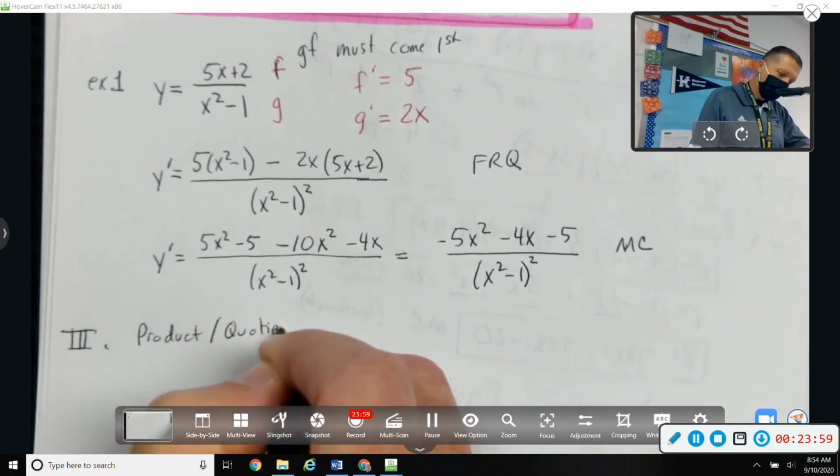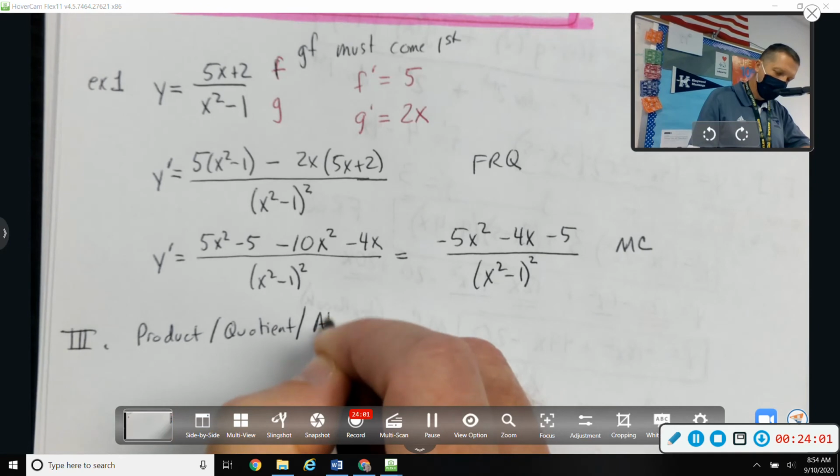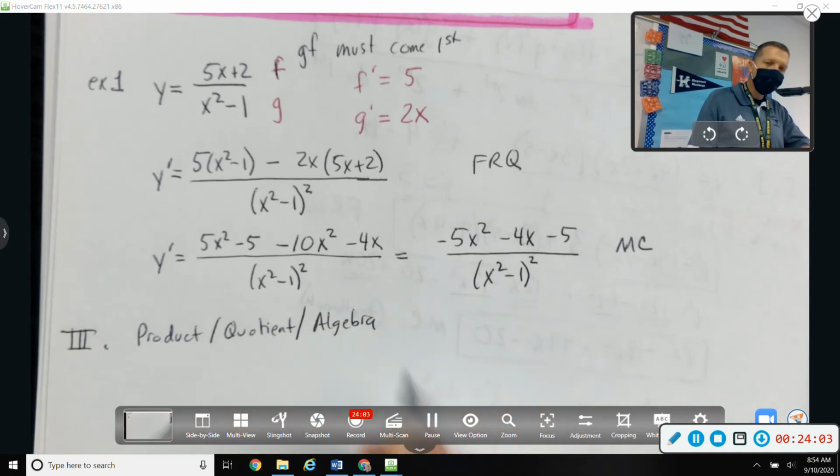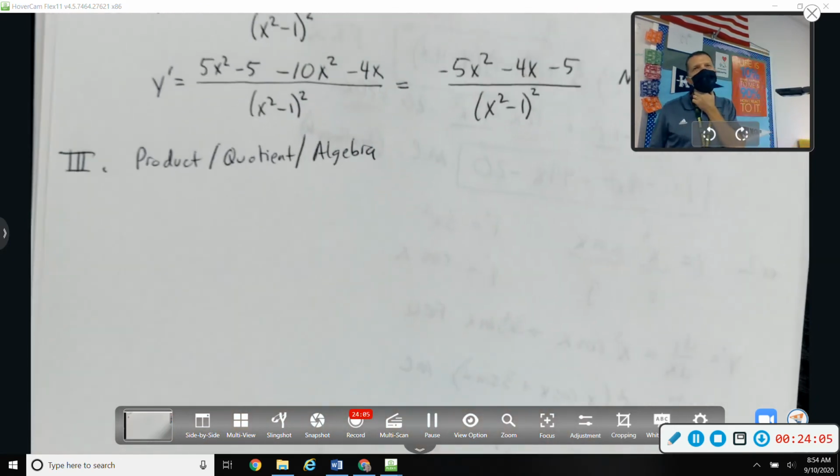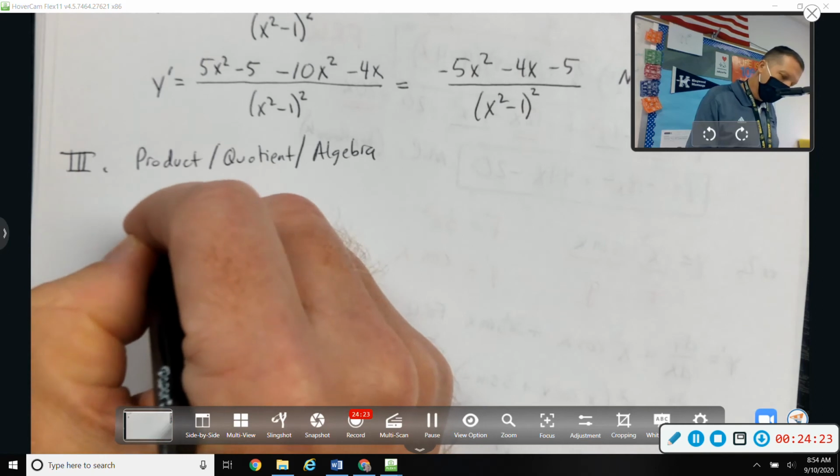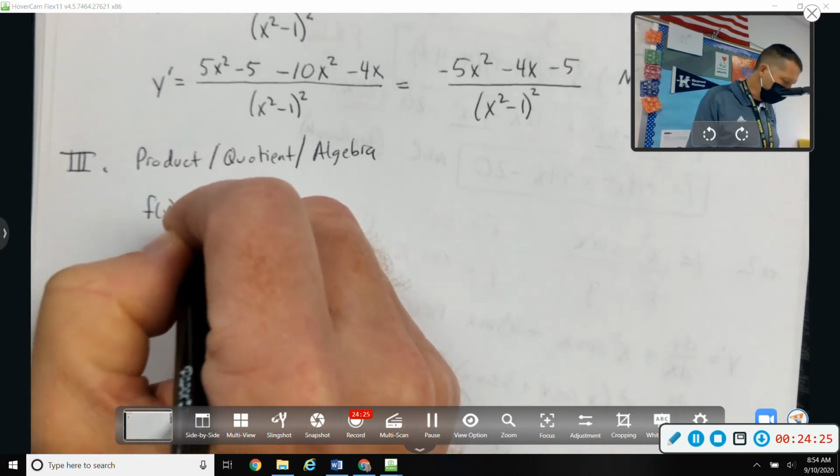A third, this isn't really a new idea, it's just how do I know which one to use? So we use the product rule, we use the quotient rule. If it's in that section, well then obviously use the product rule. If it's in the quotient rule section, you use the quotient rule. But how do I know which one to use? So let's look at just a couple of examples. We're not going to do them. I just want you to tell me if it's product rule or quotient rule or algebra.